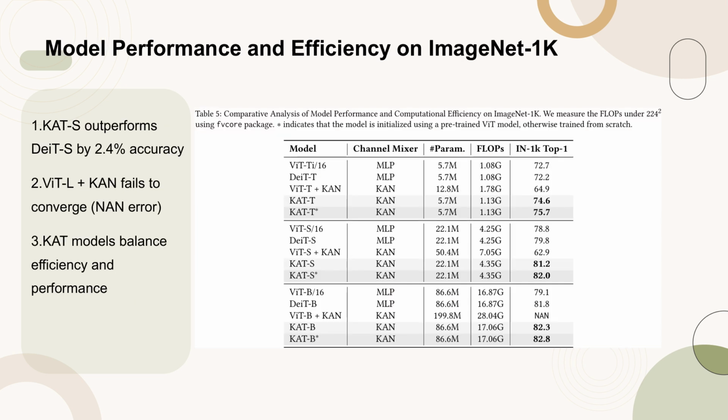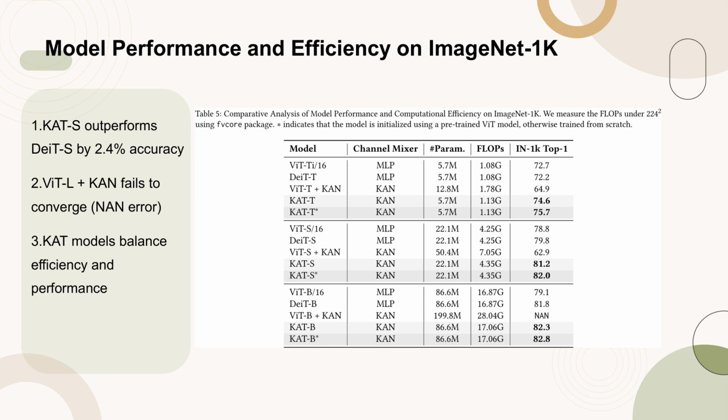Table 5 presents a comparative analysis of model performance and computational efficiency on the ImageNet-1K dataset. The table highlights that the KAT-S model achieved an accuracy of 81.2%, outperforming the DeiT-S model by 2.4%. This improvement demonstrates the effectiveness of KAN mixers in enhancing model efficacy. Additionally, the table shows that the vanilla KAN layer faces scalability issues, as evidenced by the ViT-L plus KAN model failing to converge and resulting in a NaN error.